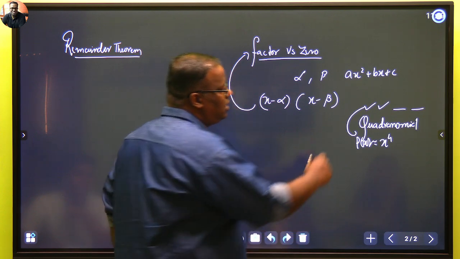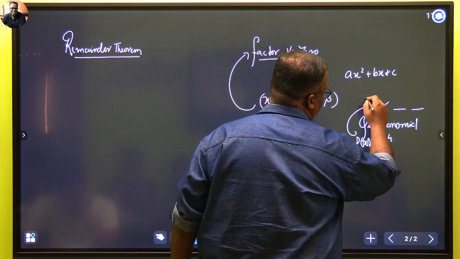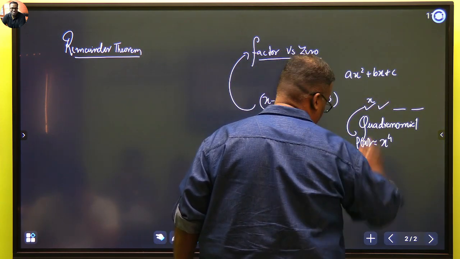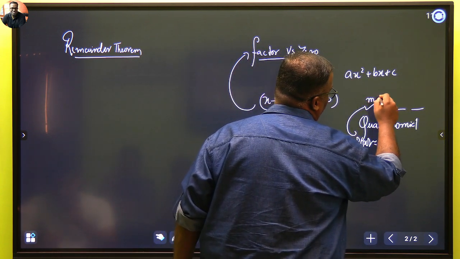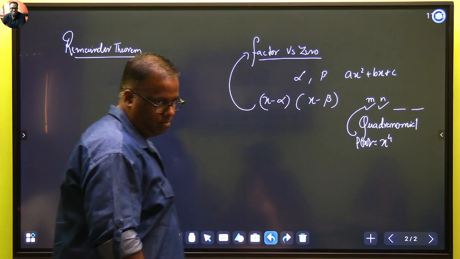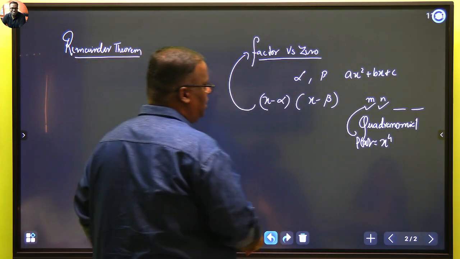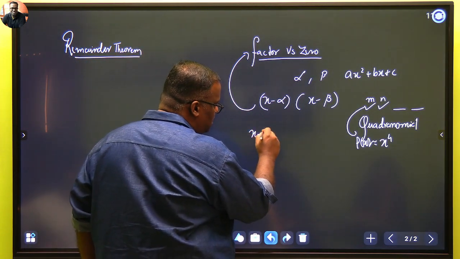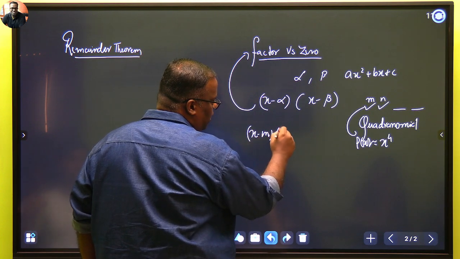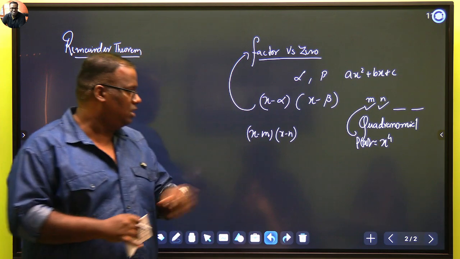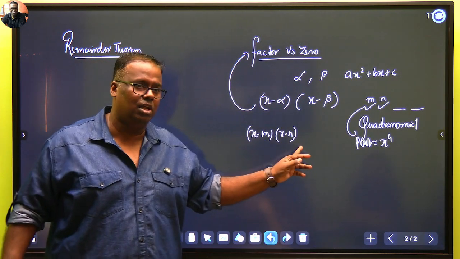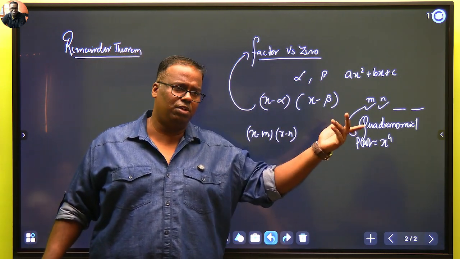So say these 2 zeros are, say m and n are the 2 zeros given to me. So I use this property that x minus m into x minus n must be a factor. This must be a factor, this must be a factor. So product of 2 should also be a factor.